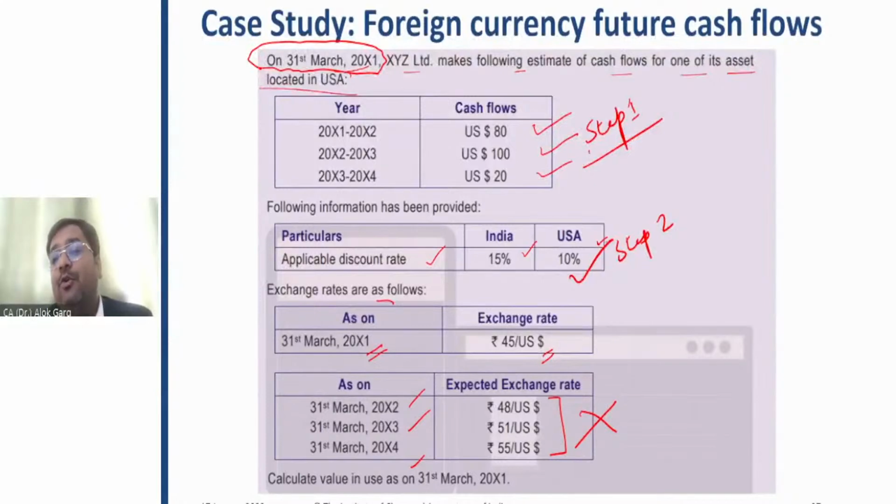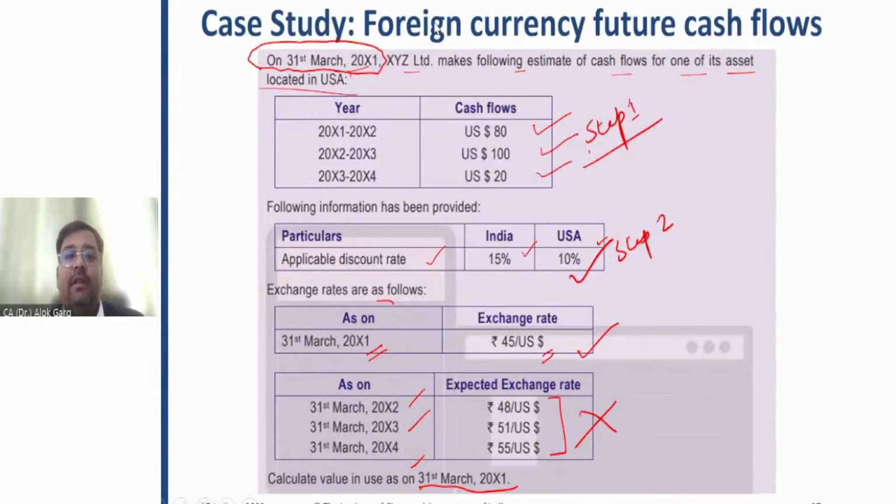Applying step 1 and step 2, you will get a value in use in foreign currency. And how will you do the computation? Let me show you. Once the value in use is calculated in foreign currency, you have to convert it into INR using the spot rate. And why spot rate? Spot rate means the rate on which you are doing the measurement of recoverable amount. Understood? Is it clear? So we need to calculate value in use on 31st March 2001.